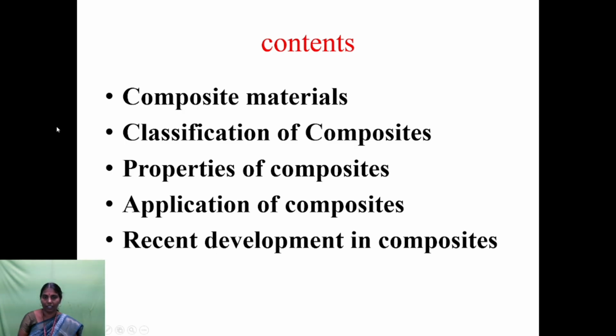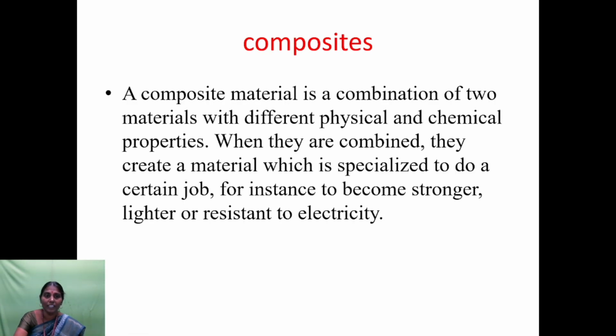So first we know the term composite. Composite is a new kind of material. It is a combination of two or more different materials that have different physical and chemical properties. Those materials are combined together to form a new material. The resulting material has better properties.